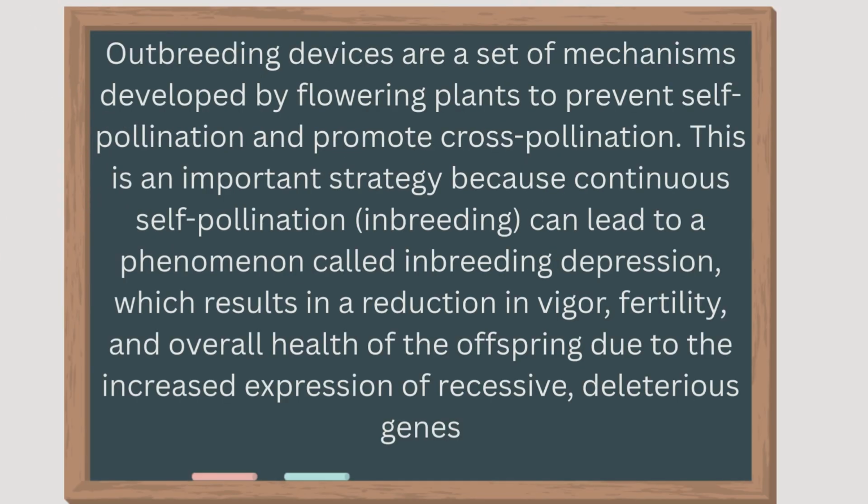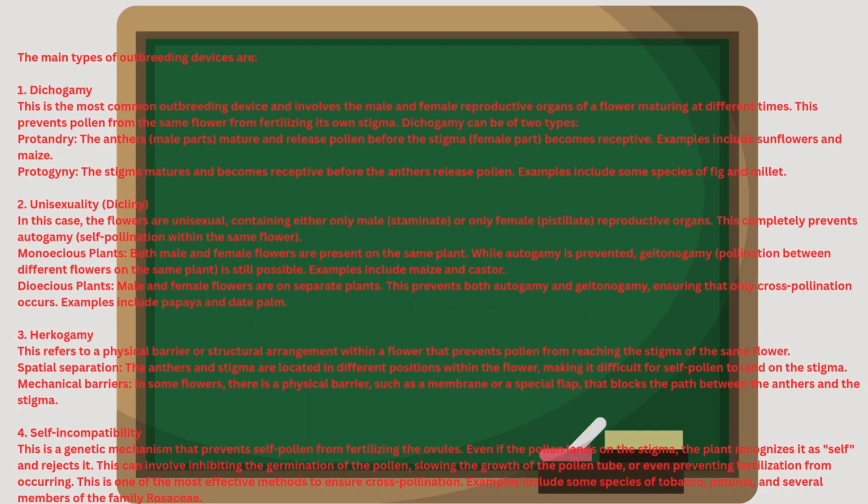Outbreeding devices are a set of mechanisms developed by flowering plants to prevent self-pollination and promote cross-pollination. This is an important strategy because continuous self-pollination or inbreeding can lead to a phenomenon called inbreeding depression, which results in a reduction in vigor, fertility, and overall health of the offspring due to the increased expression of recessive deleterious genes.